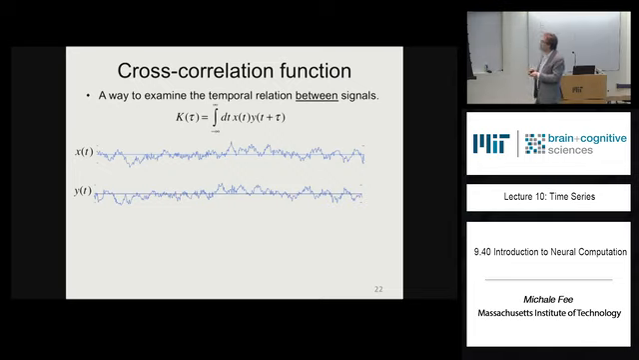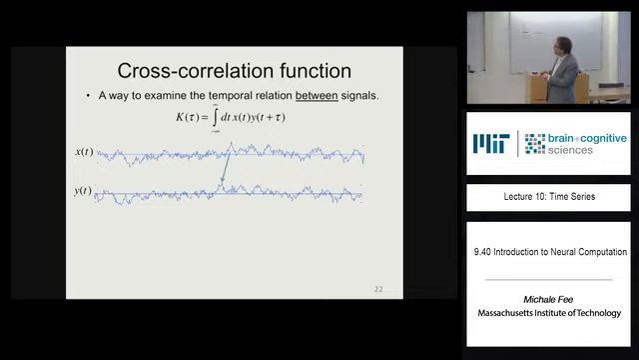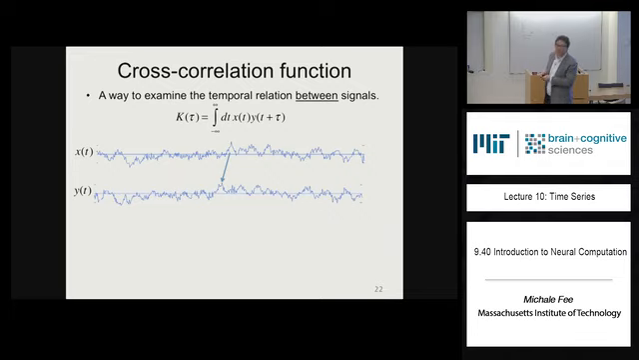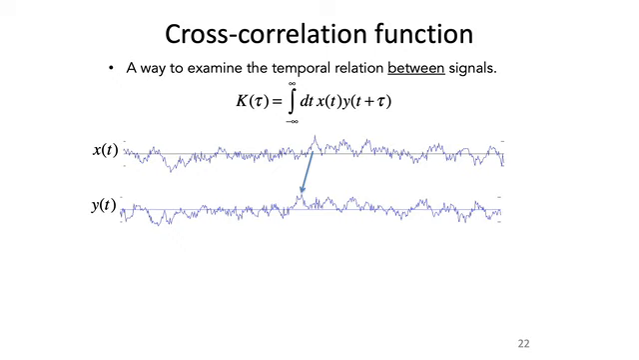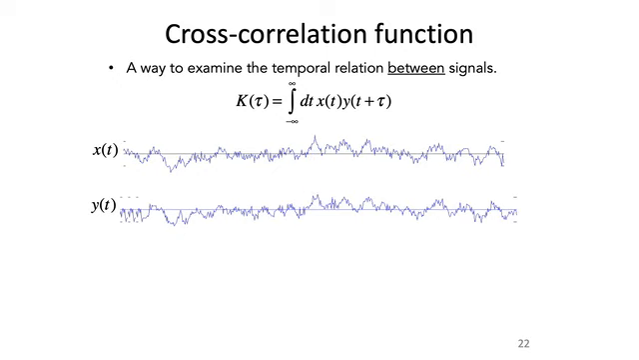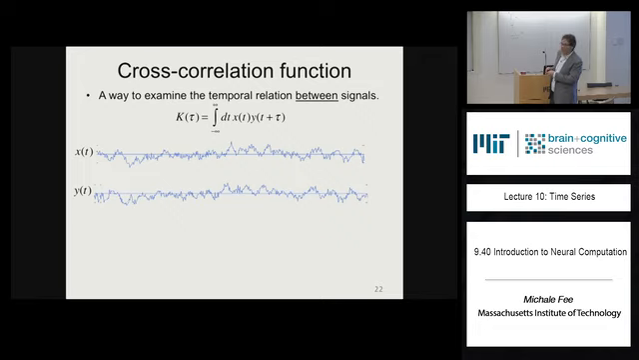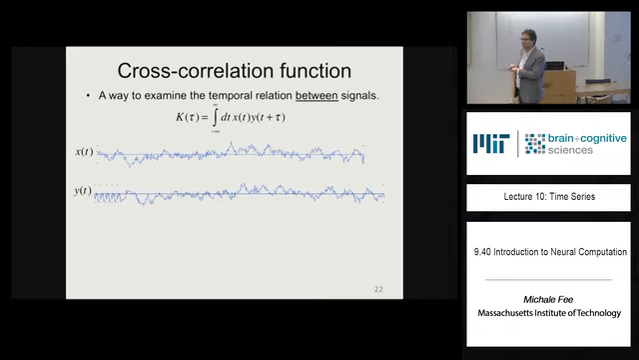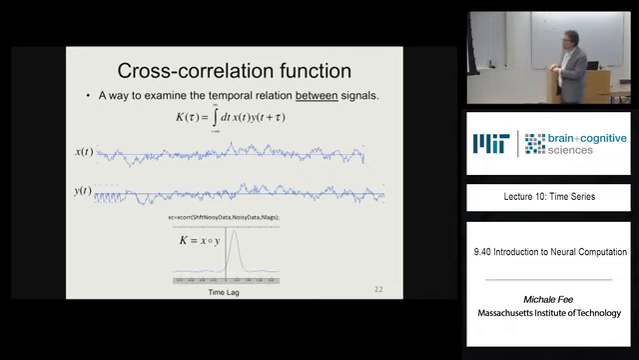Now, you can see that there's this offset here. So what happens if we take x times y, we multiply them together, and we integrate the result? Then we shift y a little bit by an amount tau, and we multiply those two signals together and we integrate. And we keep doing that. And now we're going to plot this k as a function of that little shift tau that we put in there. Here's what that looks like.